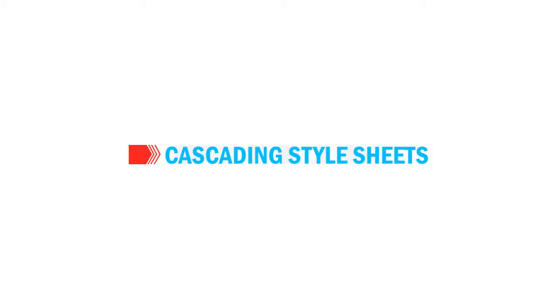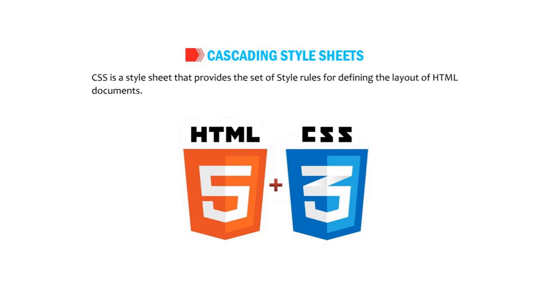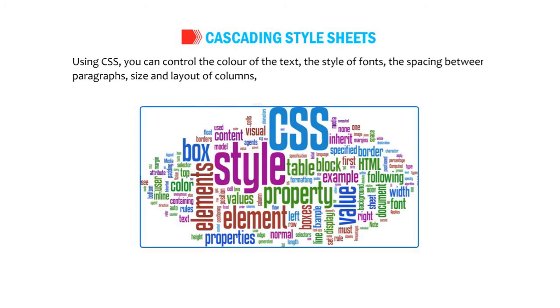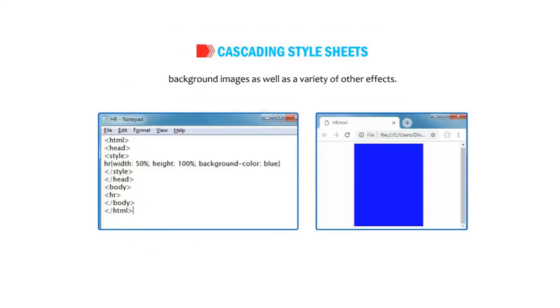Now let's learn what are cascading style sheets. CSS is a style sheet that provides a set of style rules for defining the layout of HTML documents. Using CSS, you can control the color of the text, the style of fonts, the spacing between paragraphs, the size and layout of columns, background images, as well as a variety of other effects.